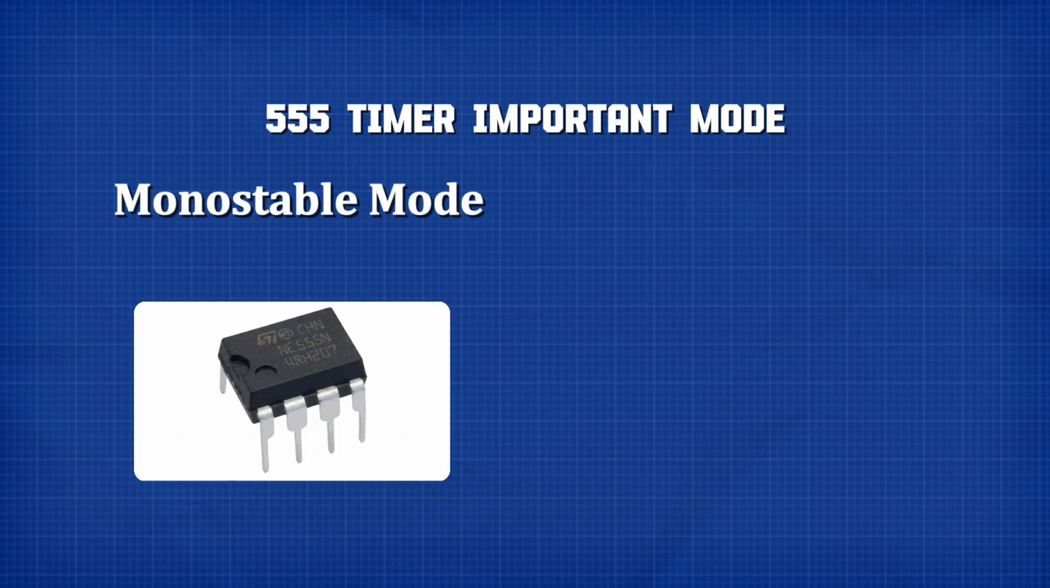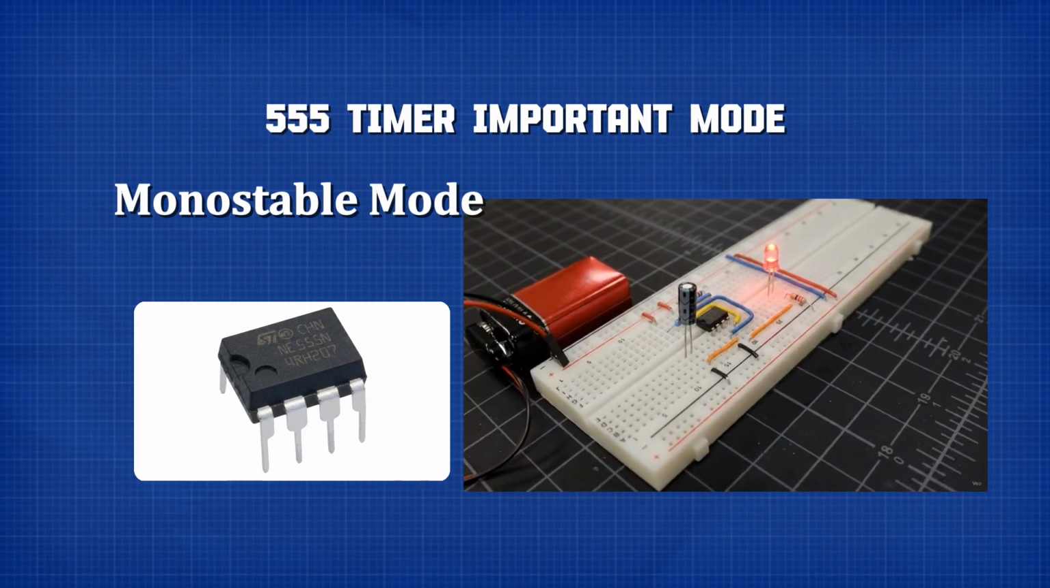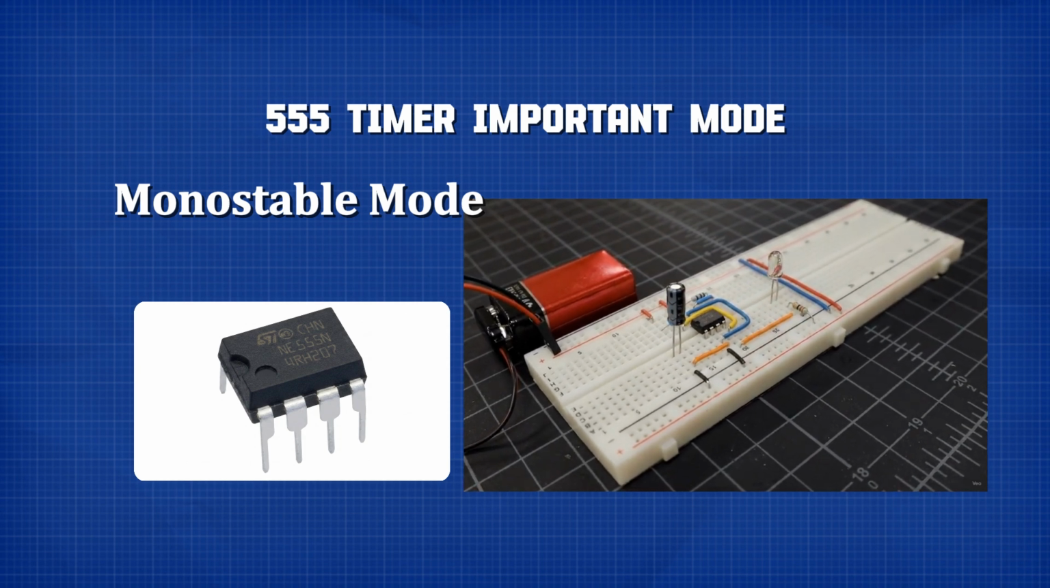The second important mode is Monostable mode. In Monostable mode, the 555 timer works like a one-shot timer. That means when you trigger it, the output turns on for a certain period of time, and then it turns off automatically. For example, you press a button, the output turns on. Maybe an LED lights up. Maybe a relay turns on.